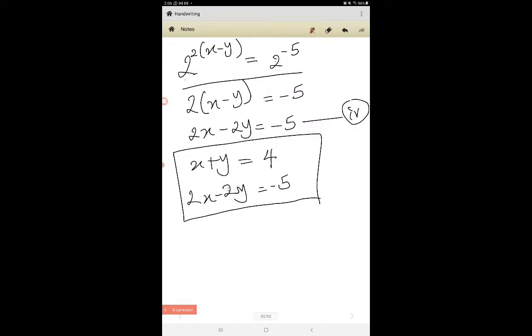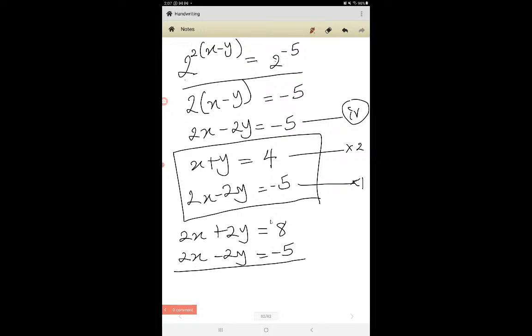Now, as we are able to reach this place, what we need now is to apply the elimination method. So let's multiply this equation by 2, and this one by 1. By the time we multiply this by 2, we have 2x plus 2y is equal to 8. Here we have 2x minus 2y is equal to minus 5.